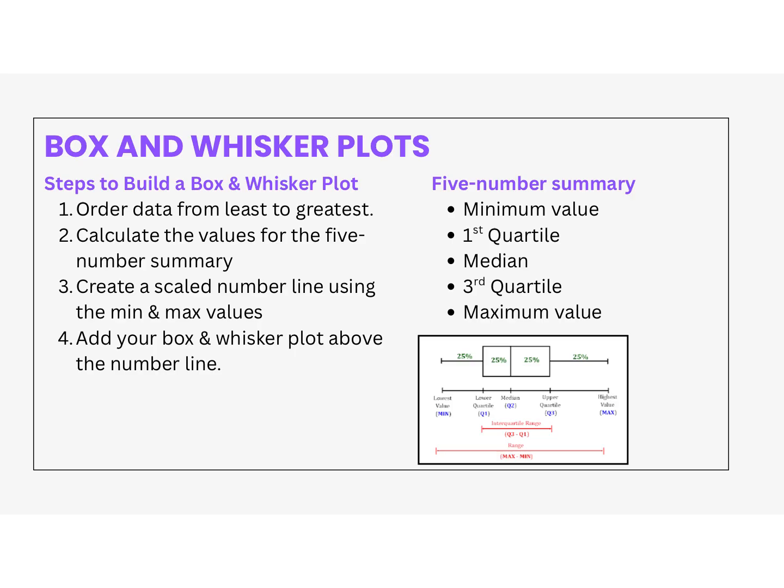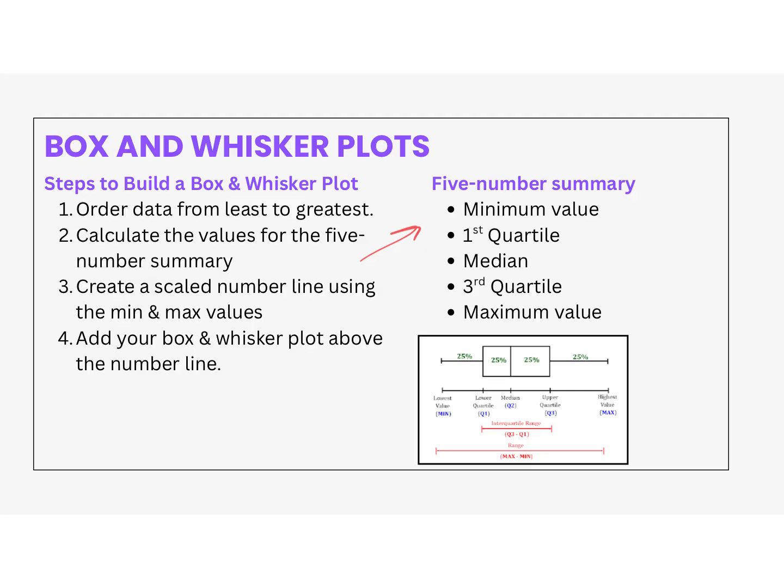Okay, so to build a box and whisker plot, which this right here is a box and whisker plot, you've maybe seen these before. To build these, you're going to order the data from least to greatest. You're going to calculate the values of the 5-number summary, which are these right here. We'll go over that in a second. We're going to create a scaled number line using the max and min values, and then we're going to add our box and whisker plot above the number line.